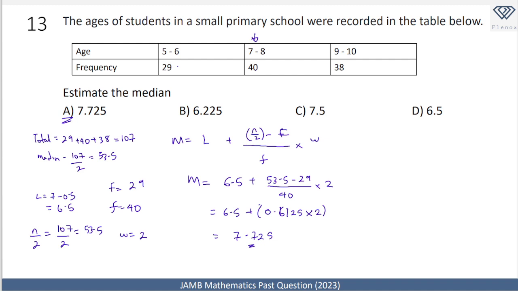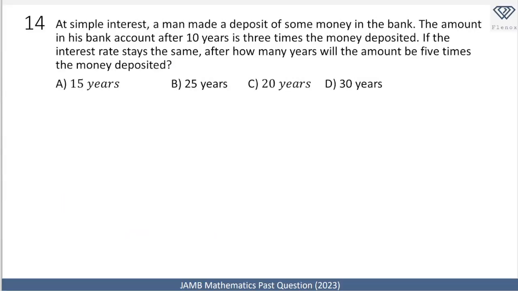Moving on to the next, we are told that at simple interest, a man made a deposit of some money in the bank. The money in his bank after 10 years is 3 times the money deposited. If the rate stays the same, how many years will the amount be 5 times the money deposited?